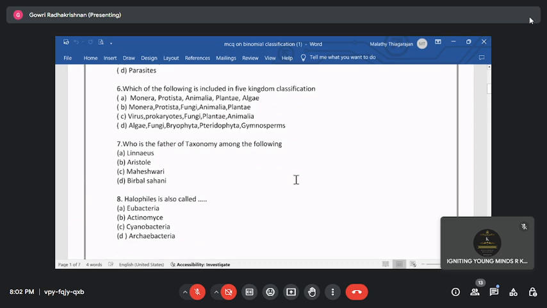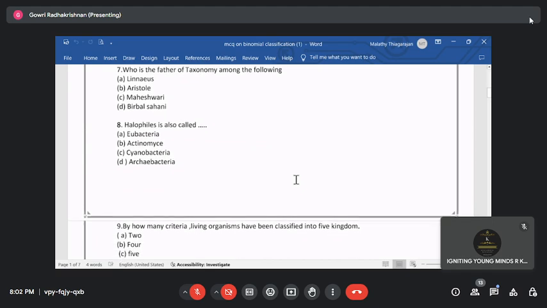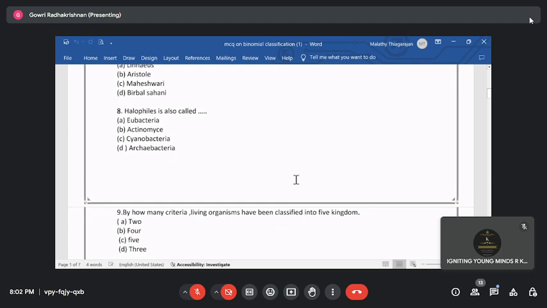Which of the following is included in the 5 kingdom classification? Option B: Monera, Protista, fungi, Animalia, Plantae. Yes, correct. Seventh: who is the father of taxonomy among the following? Aristotle, Linnaeus. Option A, ma'am. Yes, correct.